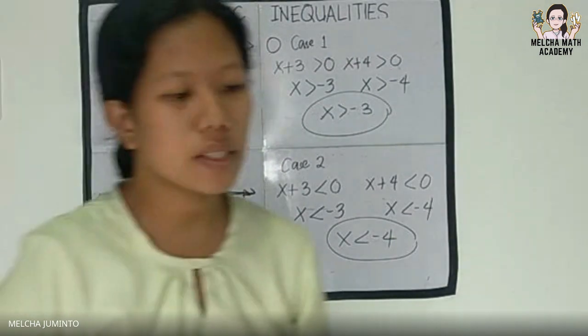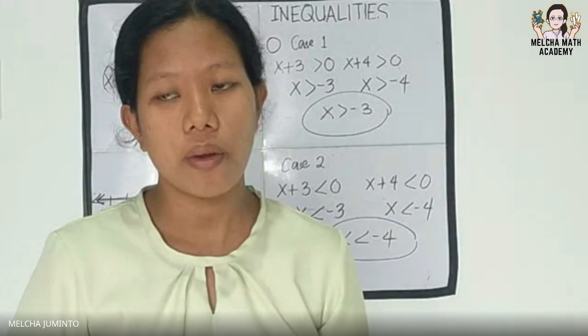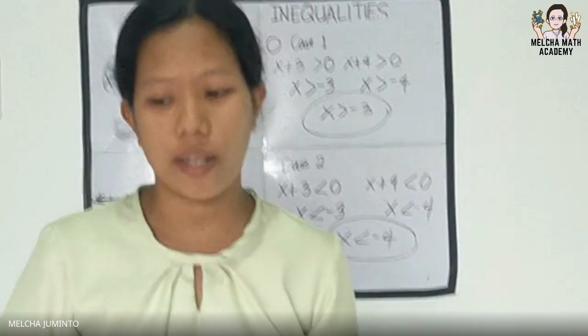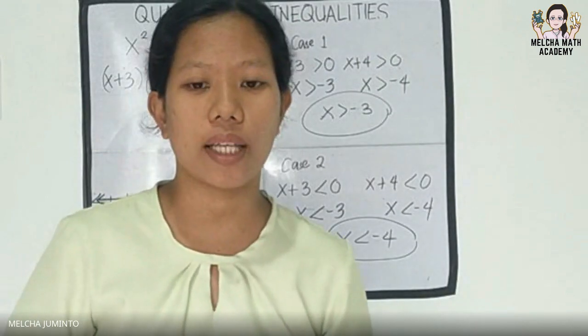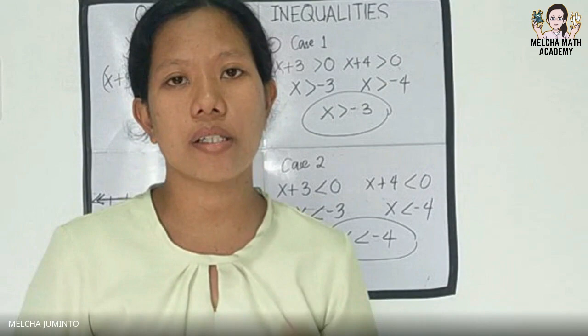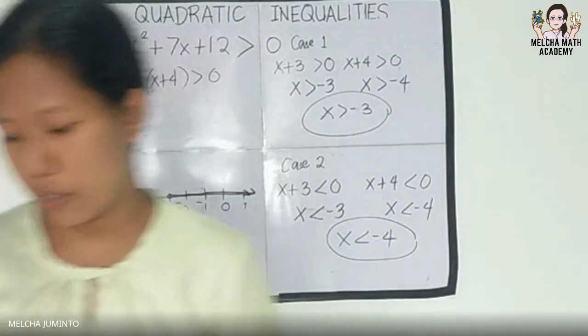A while ago, there was a question: what if there is one positive and one negative? So let's have an example for that, a quadratic inequality wherein there is one positive and one negative answer.